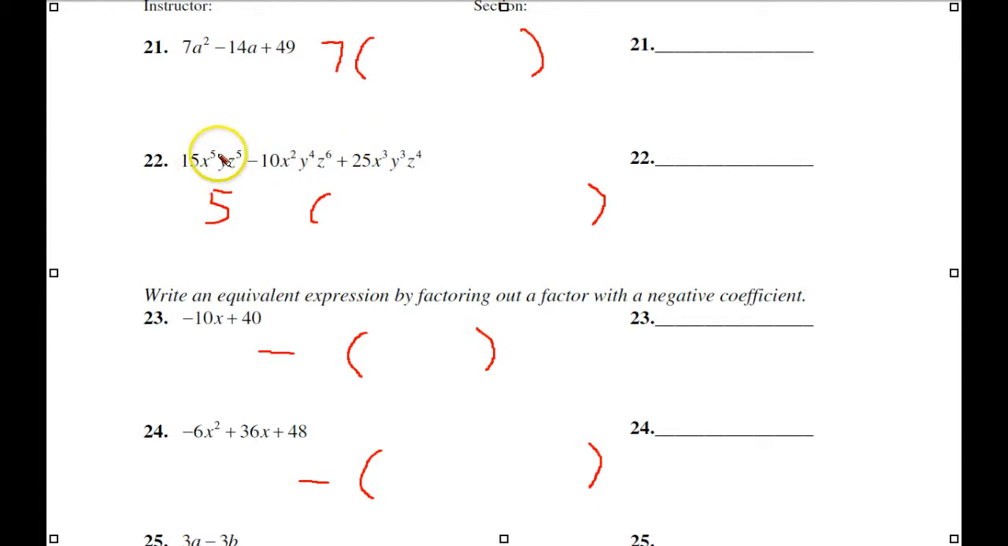Now here we have x to the 5th, x to the 2nd, x to the 3rd. So the greatest common factor we could take out of the x's would be x to the 2nd. And then the y to the 1st here. Looks like we can take a y out of each term. And then z to the 4th is the largest we can take out.